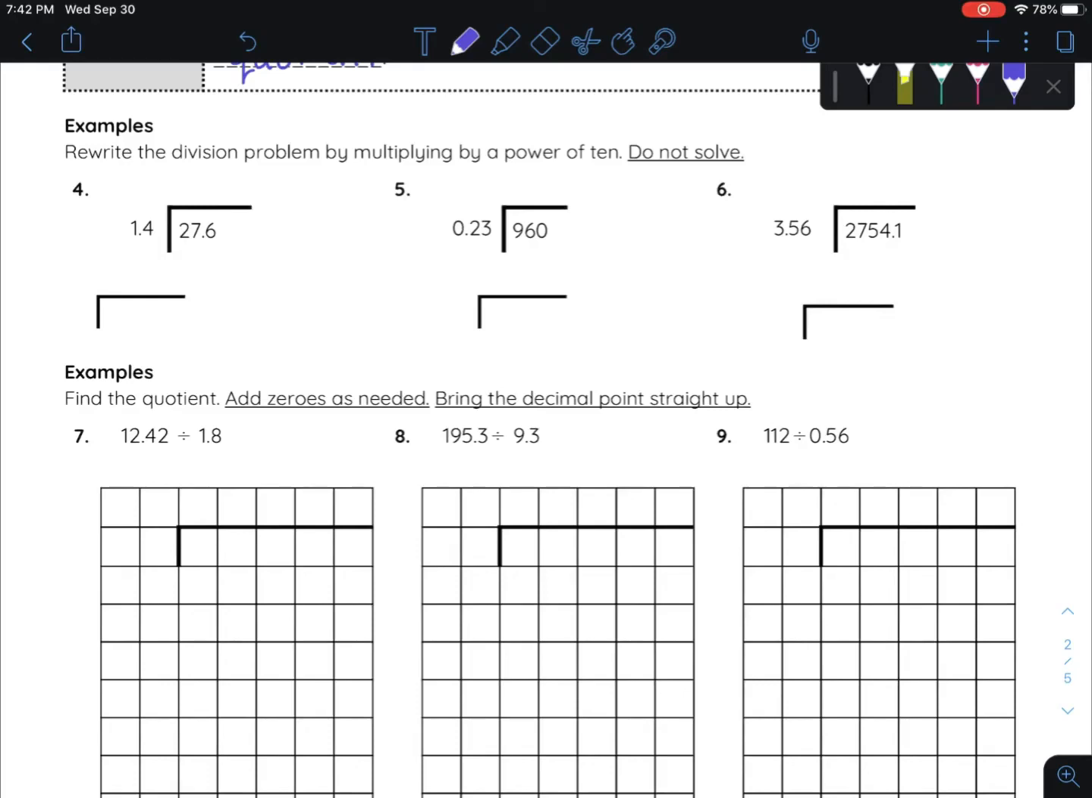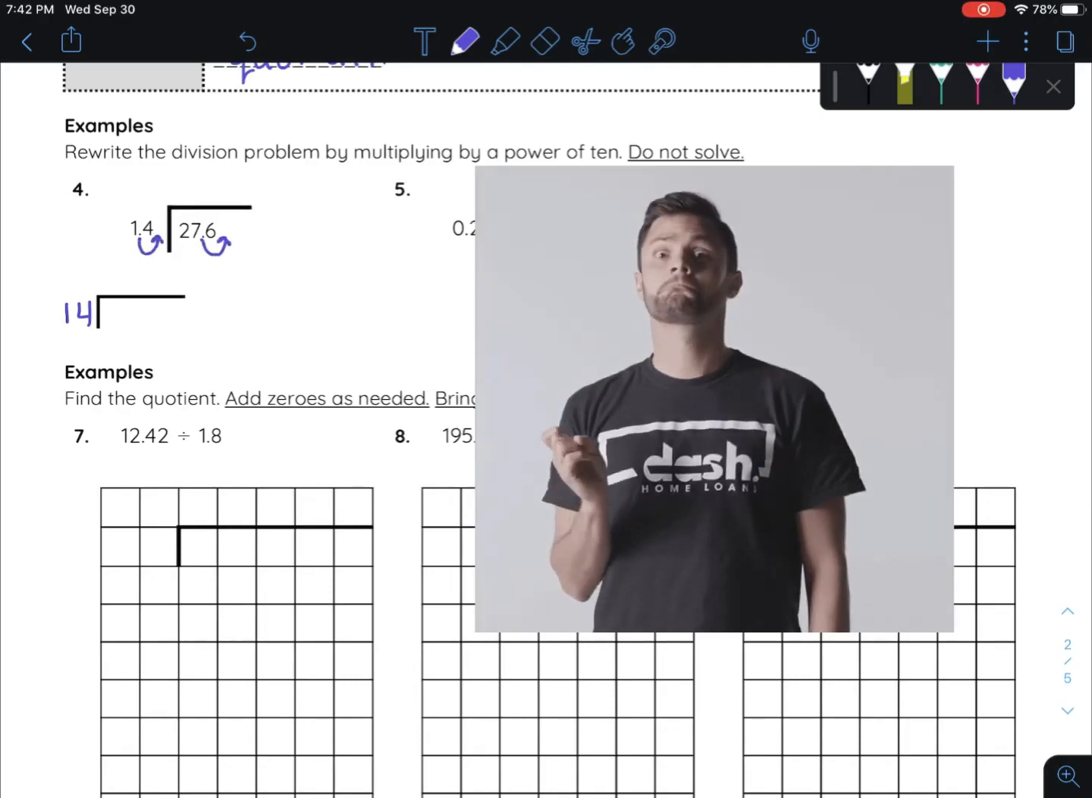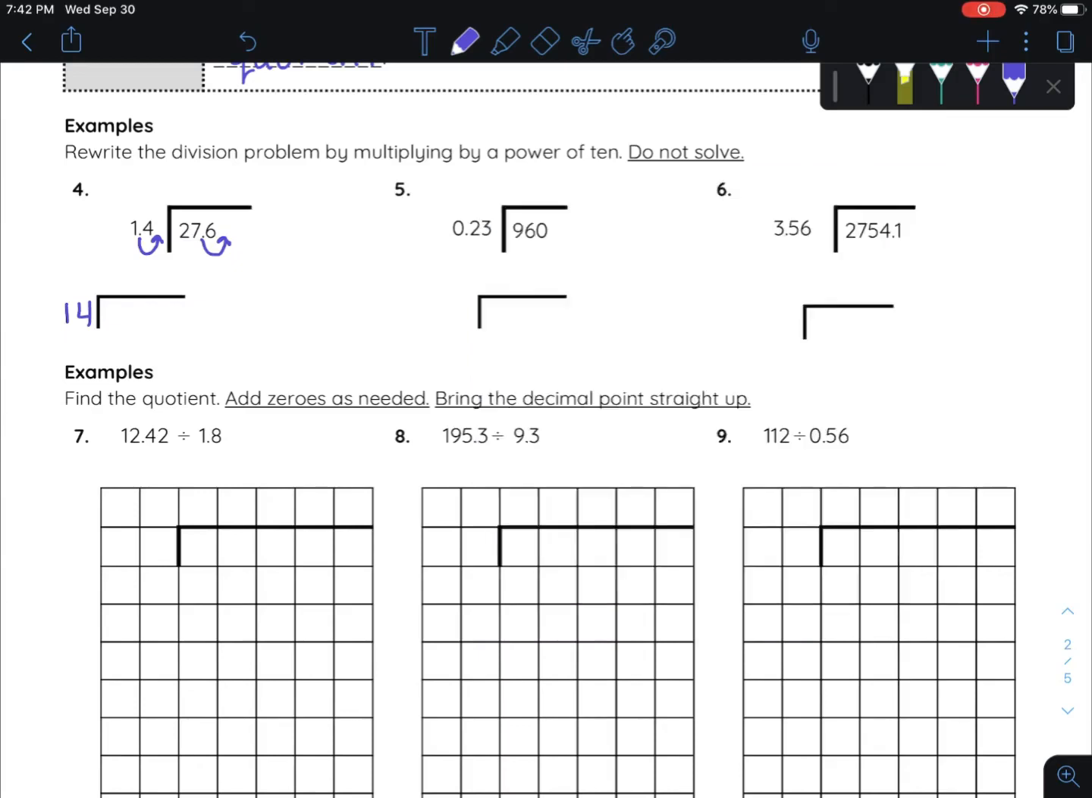So 1.4 dividing into 27.6, we need the 1.4 to turn into 14 because we need it to be a whole number. So to do that, we move the decimal one place. If we move it one place in the divisor, we move it one place in the dividend. So now we have 276 with the decimal there. Make sure you write that decimal because you're going to want to make sure that it ends up in the top when you actually do the division.